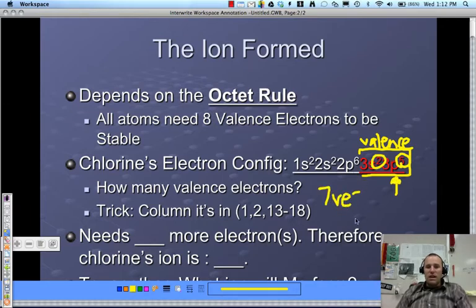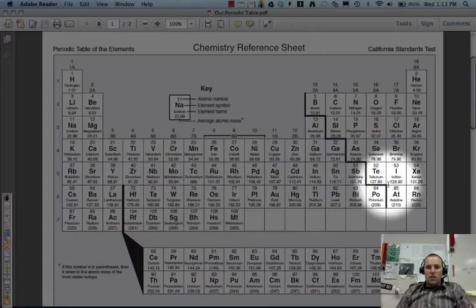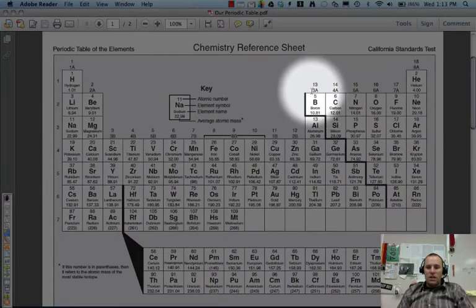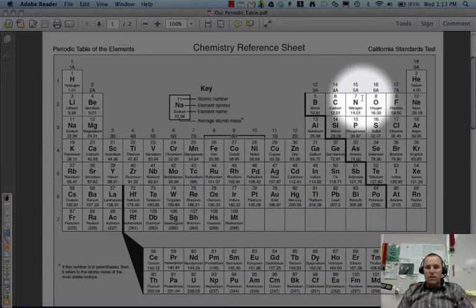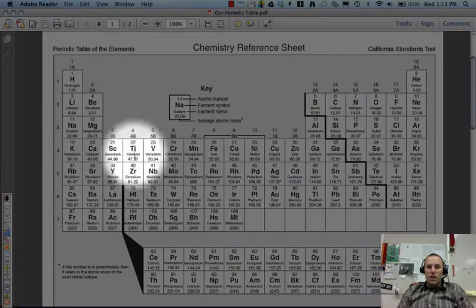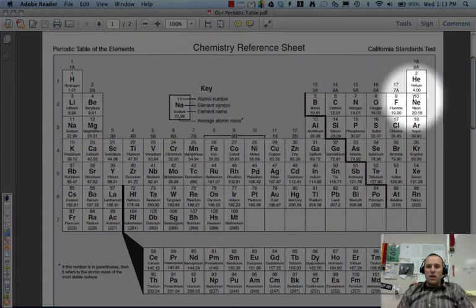And there's a little trick that goes along with this. You can look at what column it's in, okay? If it's in column 1 on the periodic table, it has 1 valence electron. Column 2 has 2. Column 13 right here has 3. 14 has 4, 15 has 5, 16 has 6, 17 has 7, and so on. Okay, we don't really pay any attention again to the transition metals in the middle, but chlorine is right here in the 17th column, so it has 7 valence electrons.